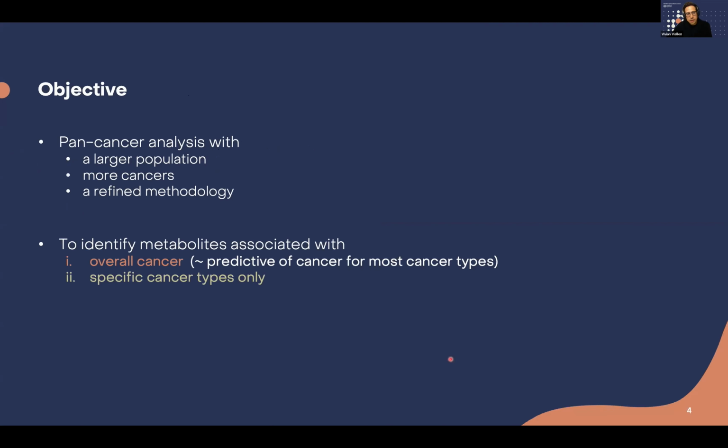cancer types. And so we decided to expand on this work and to perform a pan-cancer analysis, but this time with a larger population, studying more cancer types and using a different and arguably refined methodology. And I will give some details about it in a minute. And so our overarching objective was to identify metabolites that could be associated with overall cancer. So in other words, metabolites that could be predictive of cancer for most or at least many cancer types. And also to identify metabolites that could be associated with specific cancer types only.